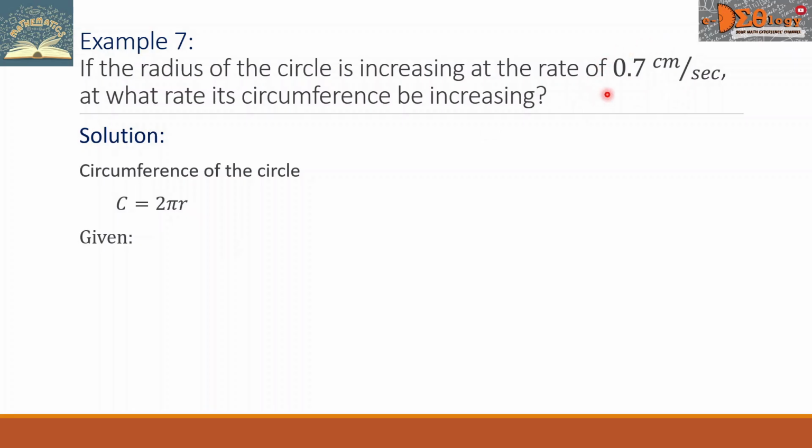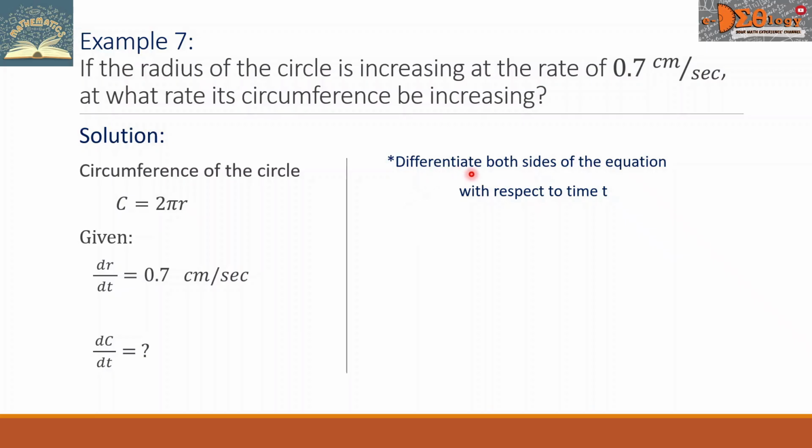Next step, we're going to write the given. There is one number, that is 0.7, as given. If we analyze this, it says the radius of the circle is increasing. That means this is the rate of change of the radius with respect to time. So we write dr over dt equals 0.7 centimeters per second. And the problem asks about the rate of change of circumference. That means that is dC over dt. This is what we want.